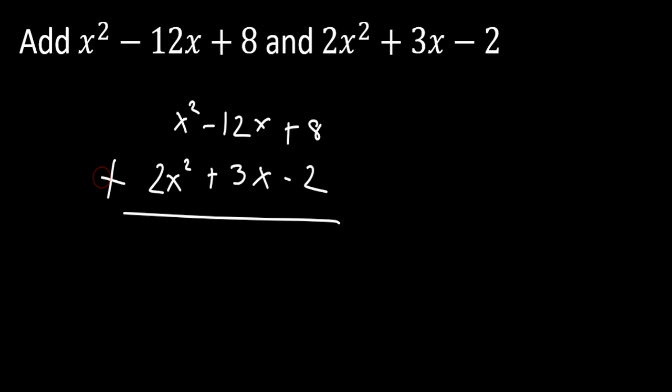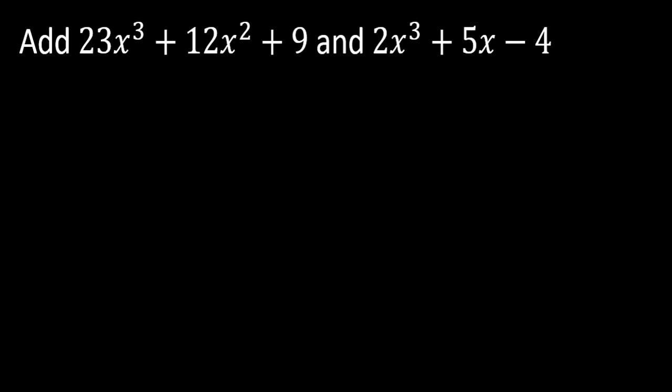So, pag-addin lang natin. Okay, so, x squared plus 2x squared, that is 1 plus 2, and that is 3. So, 3x squared. Negative 12 plus 3, that is negative 9. So, 9x. Then, 8 minus 2, that is 6. So, plus 6. So, ganun din yung makukuha nating sagot.